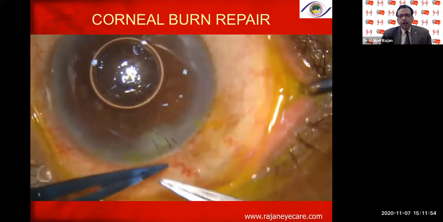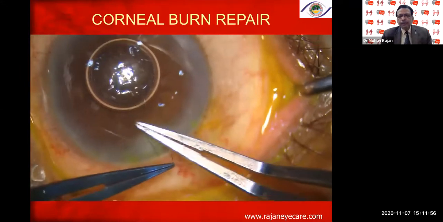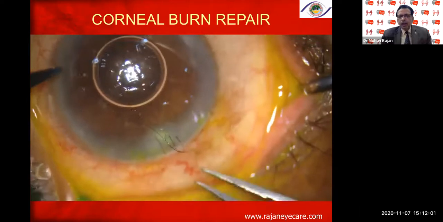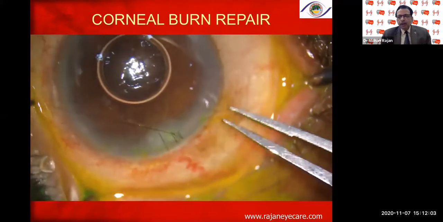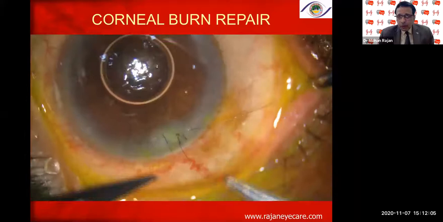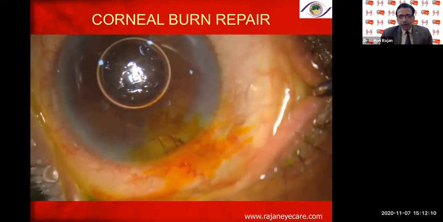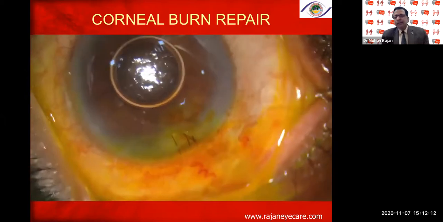This is a corneal burn. You can see I have put multiple sutures. Still, I'm not able to close the wound. And you can see here, this is the way you need to manage a corneal burn. Of course, prevention is better than cure. Prevention and awareness of this corneal burn is very, very important. But don't leave the corneal burns like that.